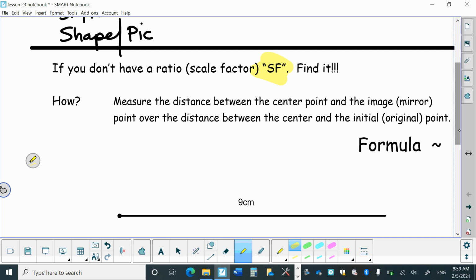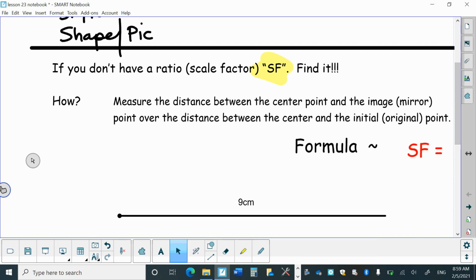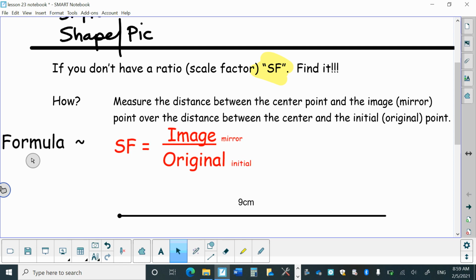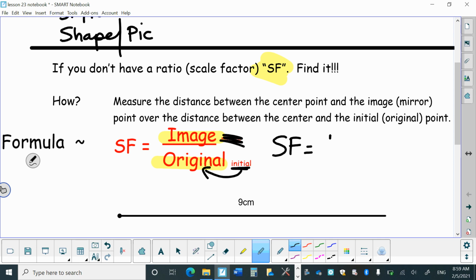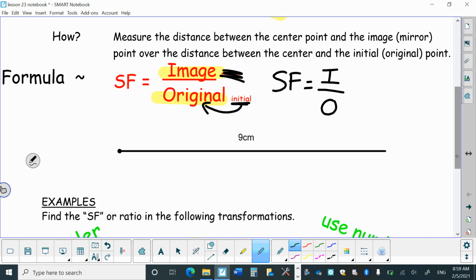How to measure the distance between the center and the image point, over the distance between the center and the initial original point. Now I'm going to simplify that for you: you are measuring your image over your original. Like I said before, I really don't like using the word mirror. Kids get confused. And I don't use the word initial, but it means the same thing as original, just because my formula shortcut is I over O. If I put initial and image, it would be a little bit confusing, but you should know exactly what that word means.